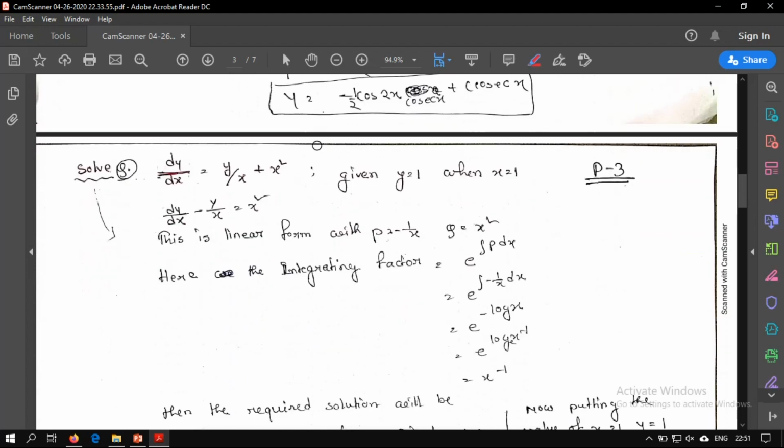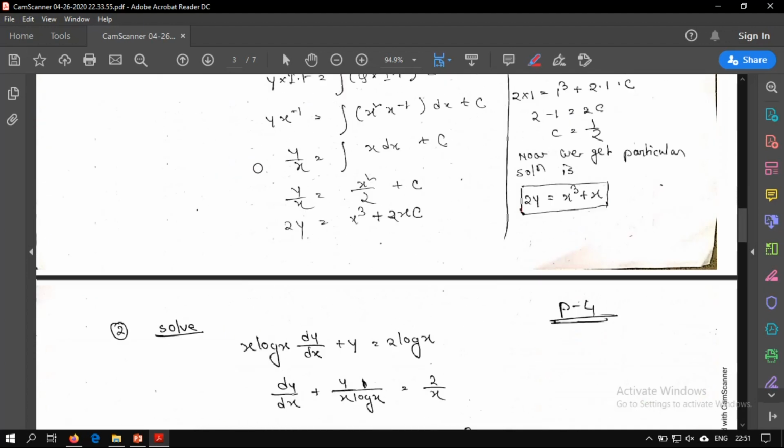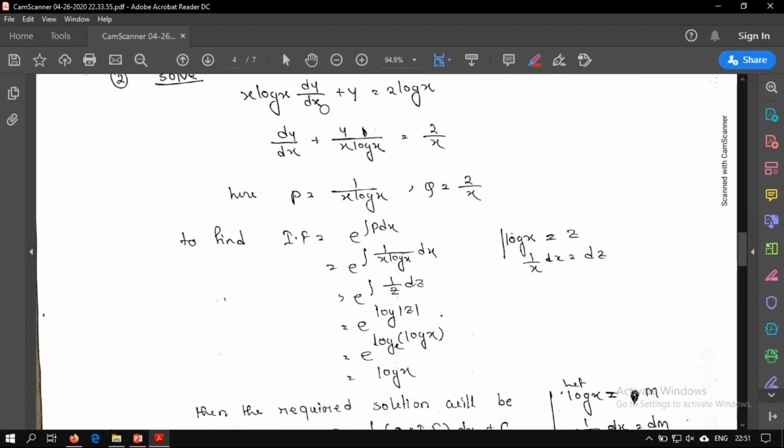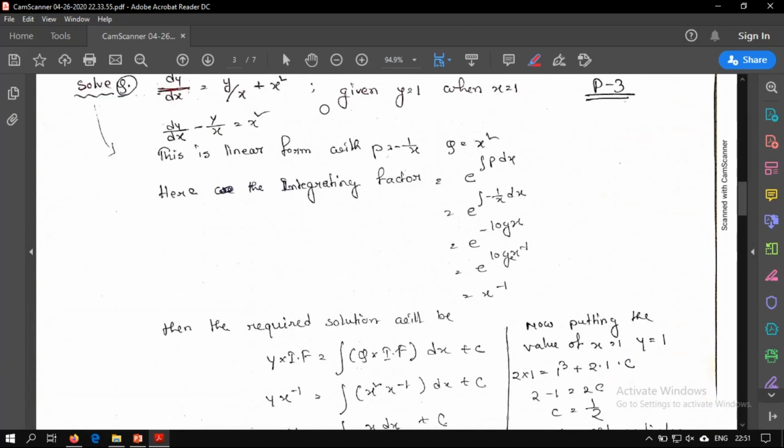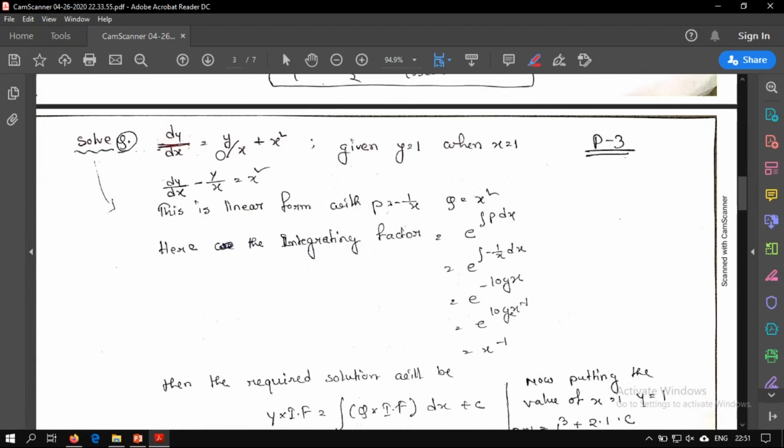Similarly, we solve this kind of equation, and next we will learn this equation: dy/dx equal to y by x plus x square, given y equal to 1 when x equal to 1. We have to find the solution. Here y equals 1 and x equals 1. Firstly, the procedure is the same. Also, this is linear form with P equal to minus 1 by x.